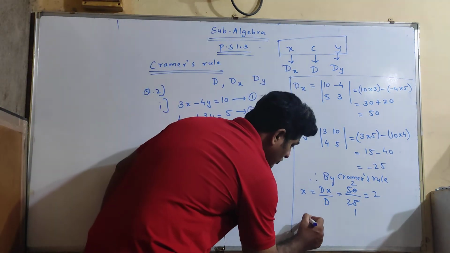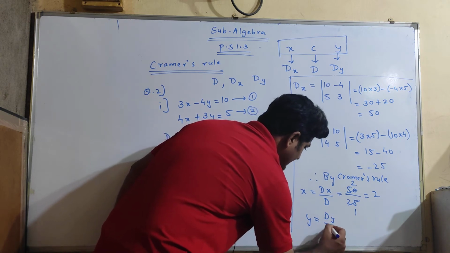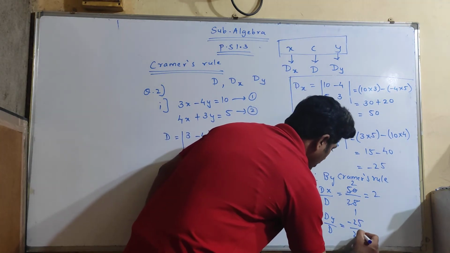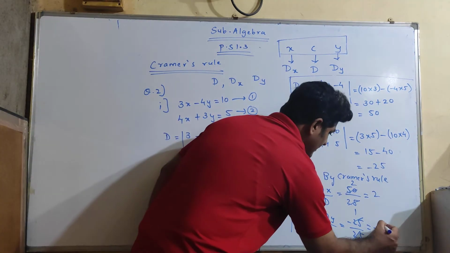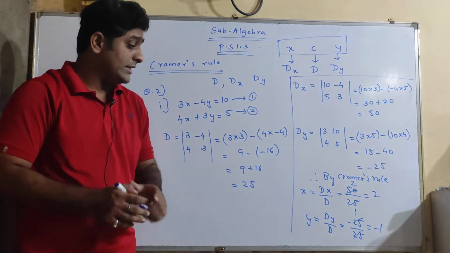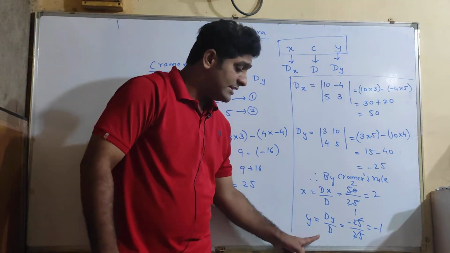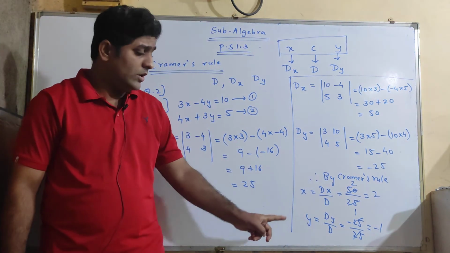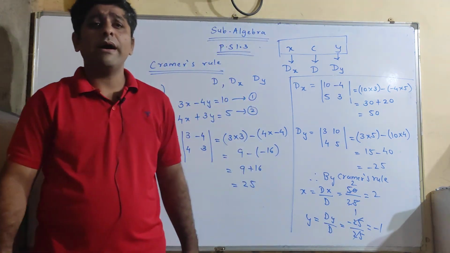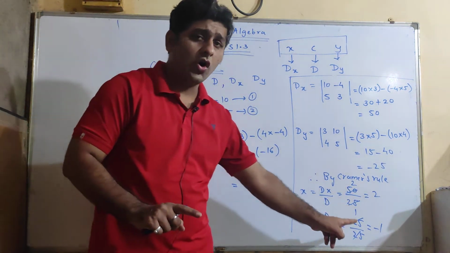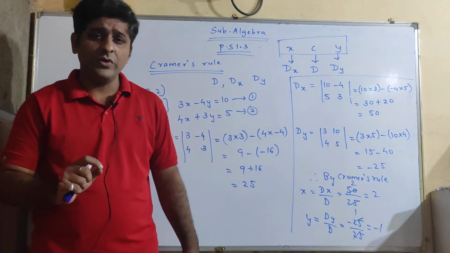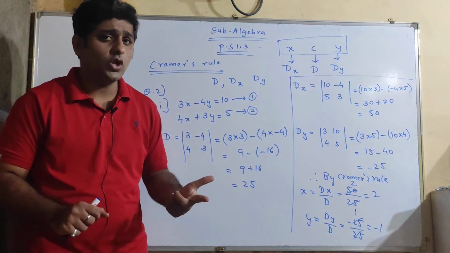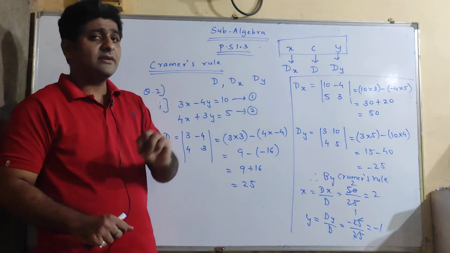Similarly, we will find the value for y. Y is Dy upon D. Dy is minus 25 upon 25. This will get cancelled. Minus 1. Now students, a statement will come at the end. So the statement will be x equal to 2 and y is equal to minus 1 is the solution of the given simultaneous equations using Cramer's rule. So students, this is how you are going to solve problems based on Cramer's rule.